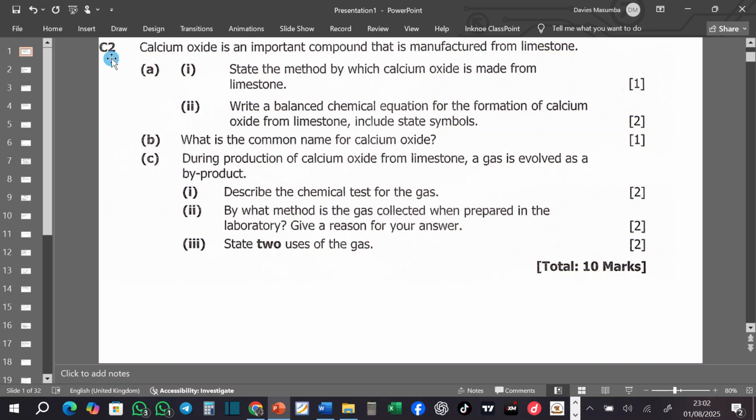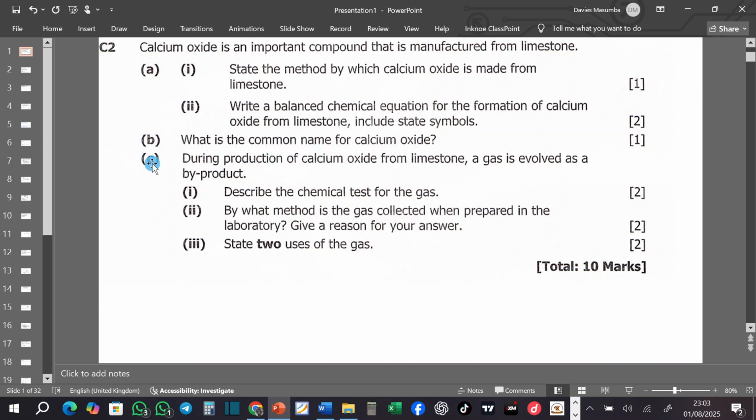Question 2, C2 says calcium oxide is an important compound that is manufactured from limestone. A, Roman numeral 1: state the method by which calcium oxide is made from limestone, 1 mark. Roman numeral 2: write a balanced chemical equation for the formation of calcium oxide from limestone. Include state symbols, 2 marks. Then B: what is the common name for calcium oxide? 1 mark.